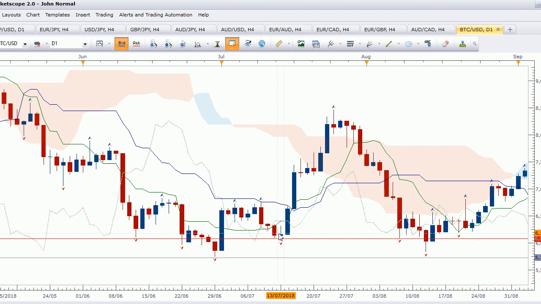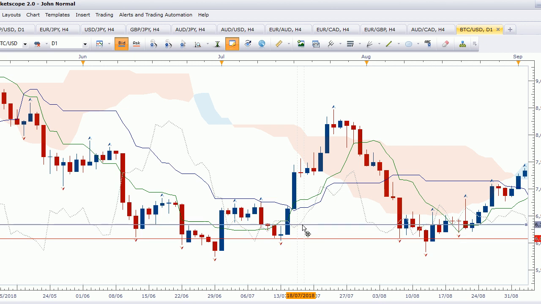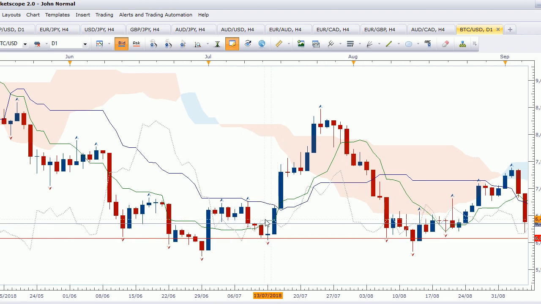And then we've got a violation there of Tenkan-sen again. I mean, we could have quite easily thought, well, it might bounce here on Tenkan-sen to the upside. I know we haven't got any crosses or anything like that, but we're just looking at bounces on these 2 indicators, Tenkan-sen and Kijun-sen. We could have been thinking it might go up to the upside there, and it didn't, so that could have been another loser. So this Ichimoku's not proving very reliable at the moment with Bitcoin.